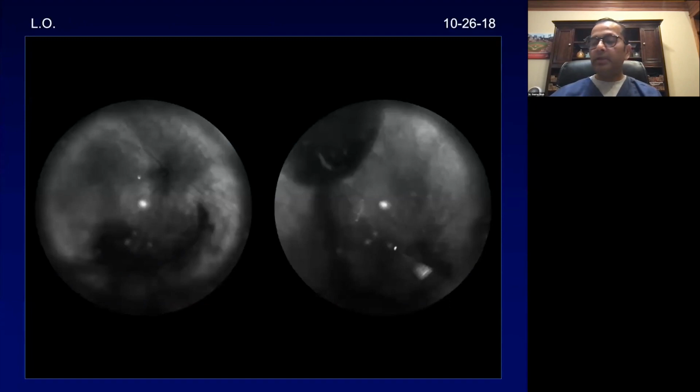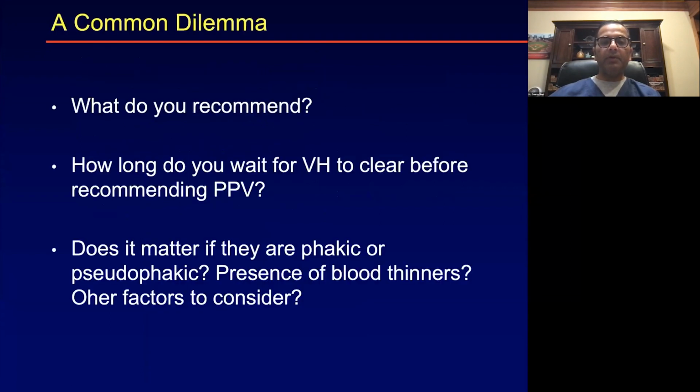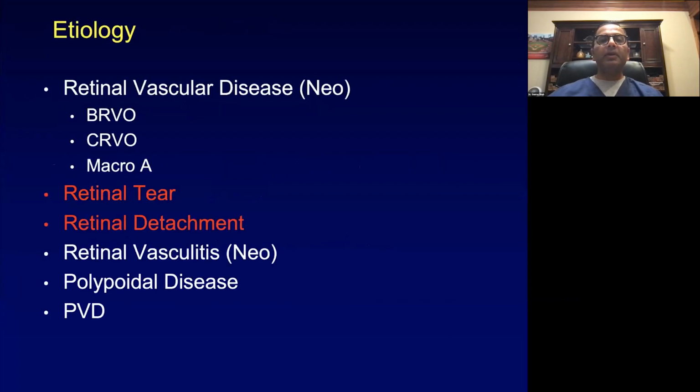Here's a patient that shows vitreous hemorrhage on the left, and on the right a retinal detachment that another patient had as well. We're talking really about grade 3 and grade 4 hemorrhages that are too dense to allow visualization of the optic disc, not grades 0, 1, or 2. So what do we recommend? Do we wait? Do we do surgery? Does it matter if they're phakic, pseudophakic, on blood thinners, and are there other factors to consider?